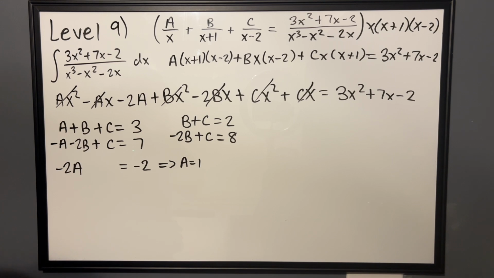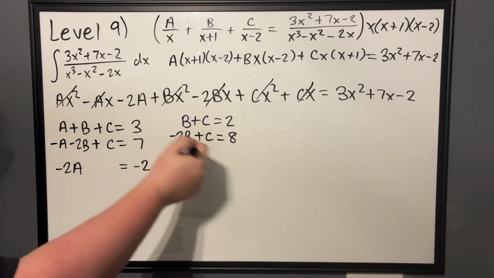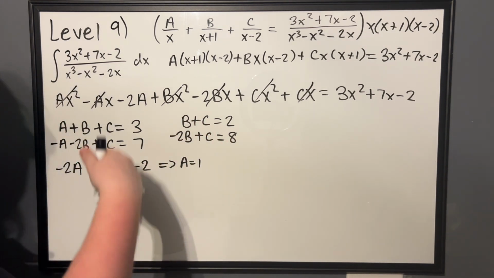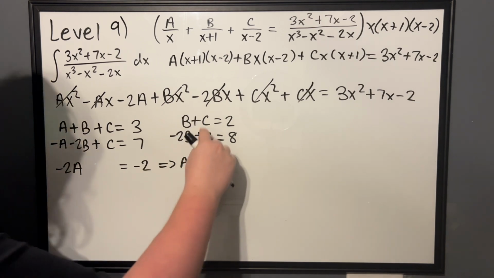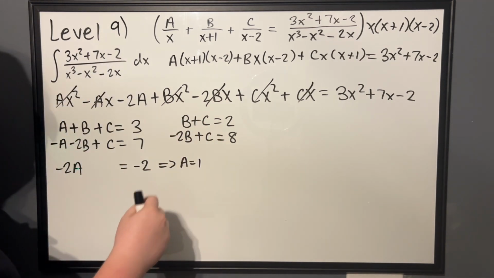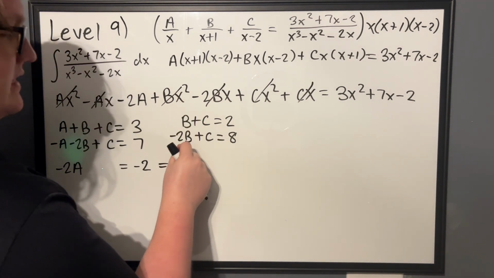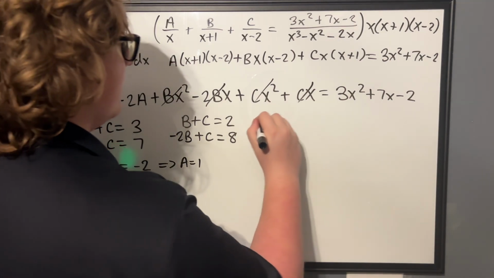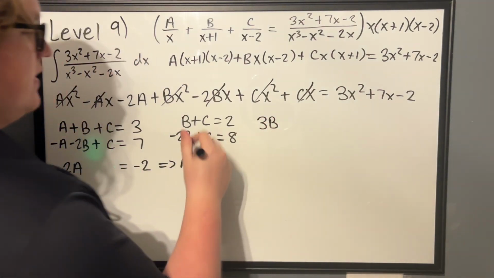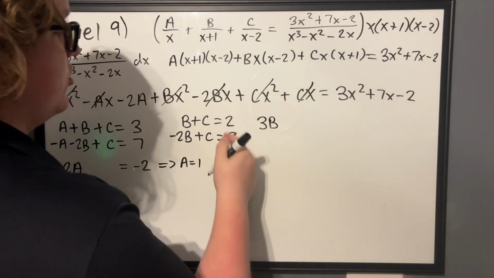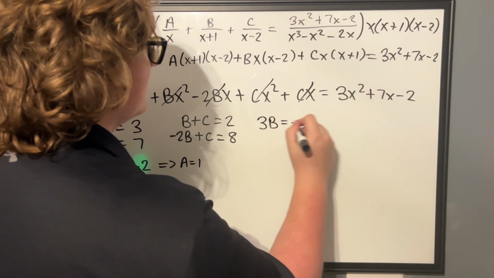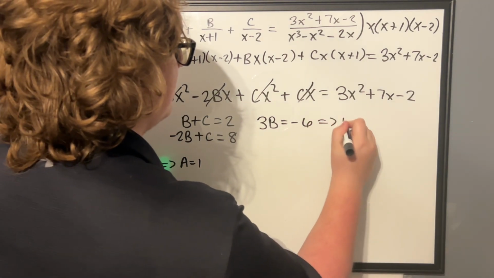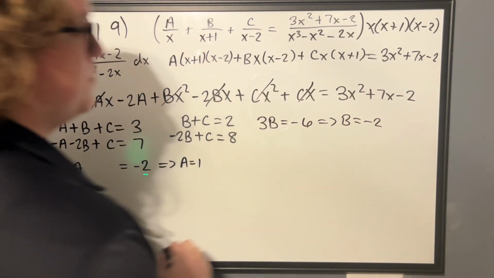So what we're going to do is we want to solve this system. And this is much easier because we can just subtract these, right? If we subtract, we'll get rid of the c's and we can solve for b. So b minus negative 2b is going to give us 3b. These cancel when we subtract. 2 minus 8 is negative 6, so equals negative 6, which means that b is equal to negative 2, right?